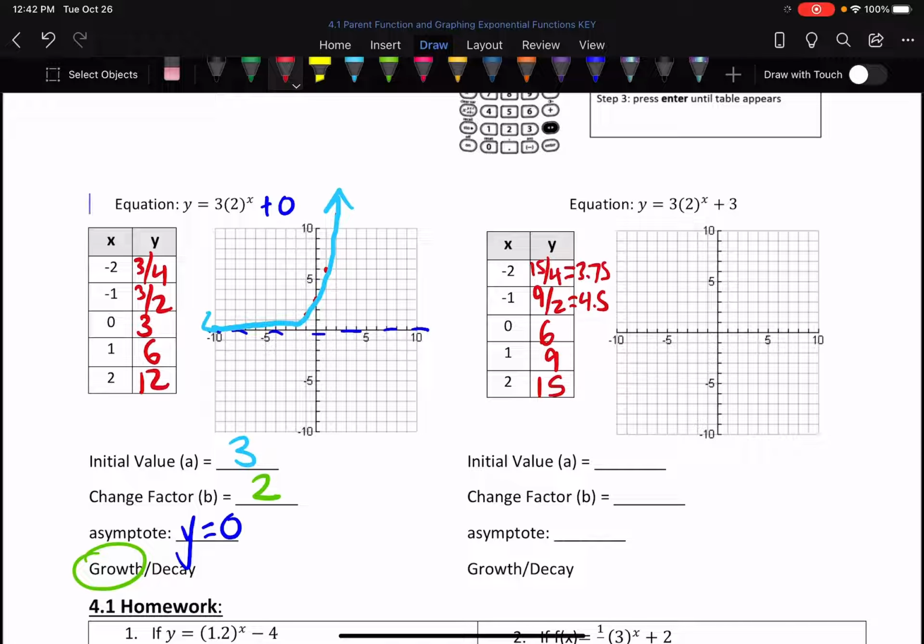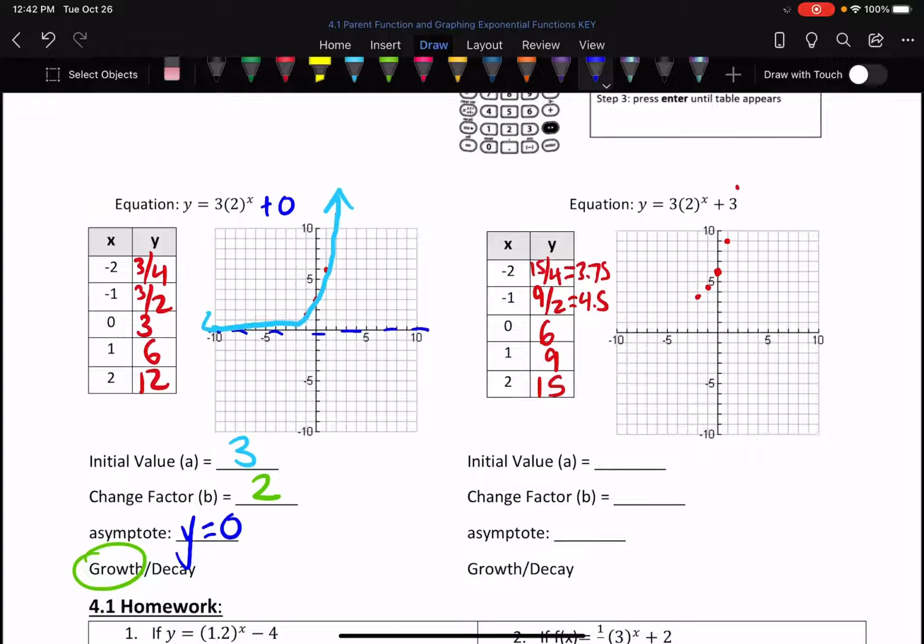So let's graph these. At -2, I've got a y value at 3.75, so that's almost 4. Be somewhere there. At -1, I'm going to have the y value at 4.5, so that's in between 4 and 5. At 0, I have a y value at 6. At 1, I have a y value at 9. And at 2, I have a y value at 15, which goes off the graph.